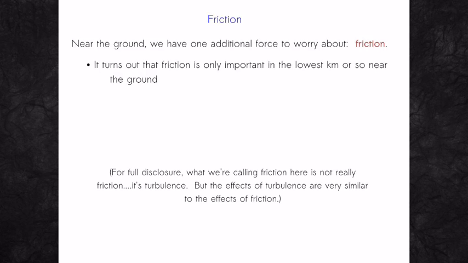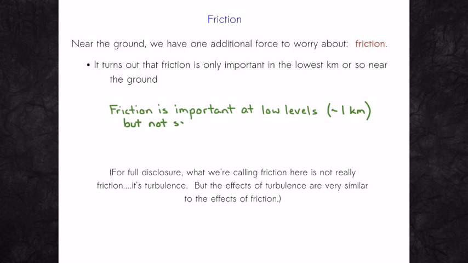Just to put a typical number on it, we usually say about 1 kilometer. So the friction is important in the lowest kilometer of the air, down near the ground. So friction is important at low levels in the atmosphere, about 1 kilometer or so or less, but not so much at levels above that. So if you're looking at a surface pressure chart, you have to think about friction. If you're looking at an upper level chart, not so much, because above 1 kilometer, there's not a whole lot of friction.